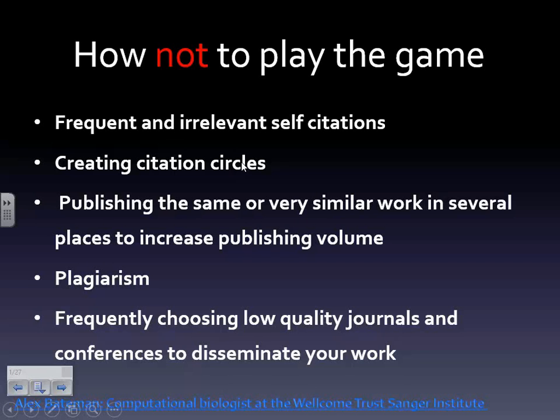There is evidence that people create citation circles. Listen, you're a postdoc of mine, you're not going to do your own research, make sure you always cite me, I always cite you. So you artificially increase it, whether the stuff is relevant or not. It's been shown that people have used this. You publish the same or very similar work in several places to increase the number of papers and the visibility, therefore your H factor may increase. Even plagiarism of someone else's work just to get papers out, and frequently choosing low-quality journals and conferences to disseminate your work because it adds up to the bigger picture.